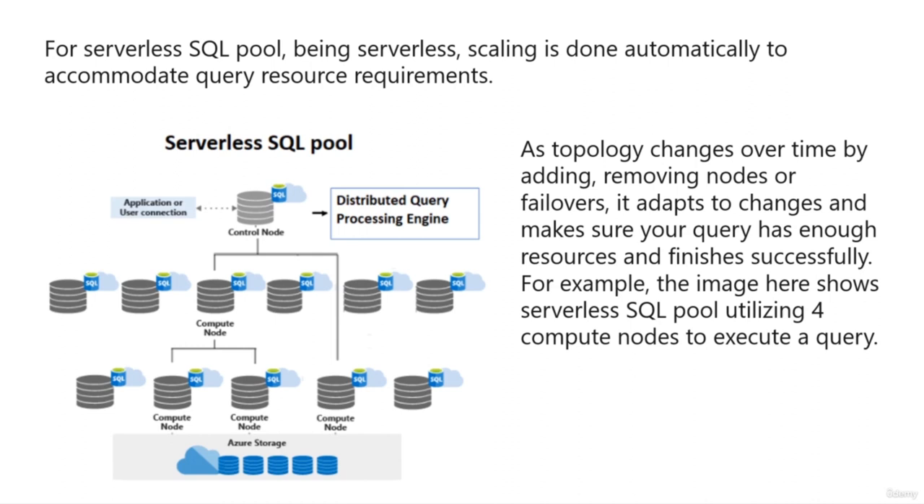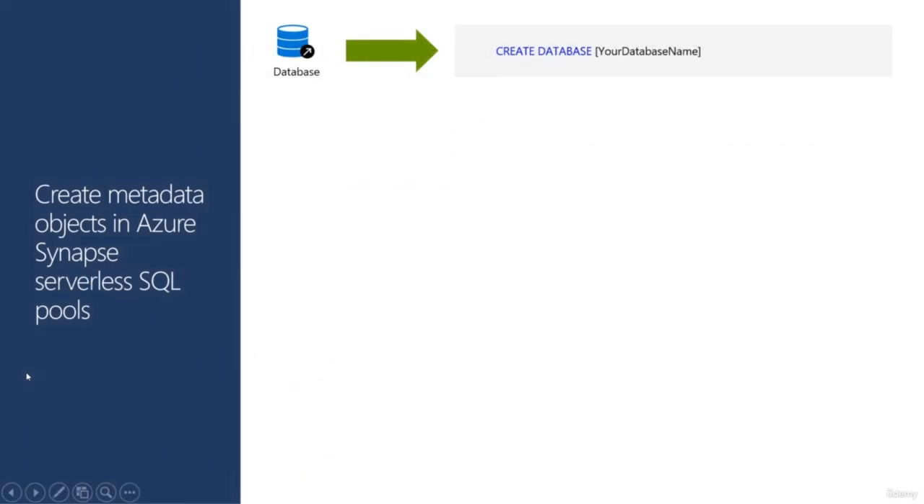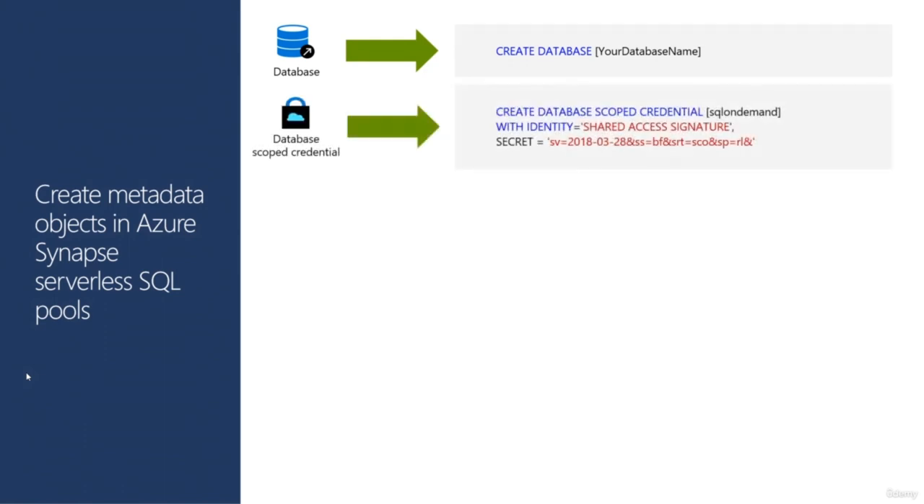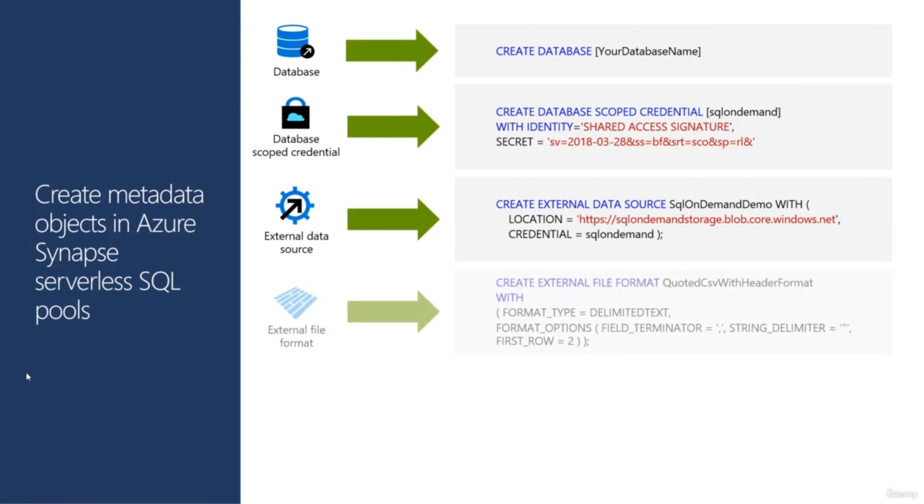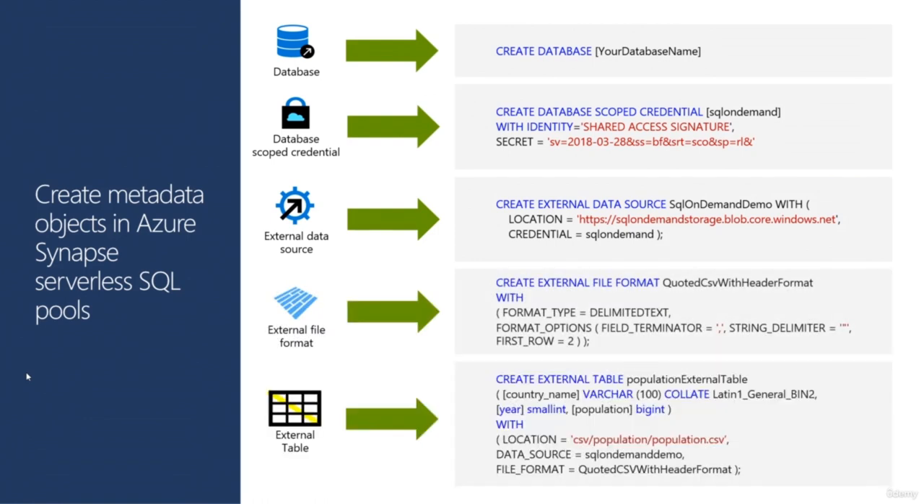You always have some unstructured, semi-structured data, and on top of that data you want to write some query and prepare some meaningful data. For those kinds of things you're going to use serverless SQL pool. Most of the time, serverless SQL pool will allow you to create utility objects, which can be a database, a database scoped credential, an external data source, an external file format, or an external table.